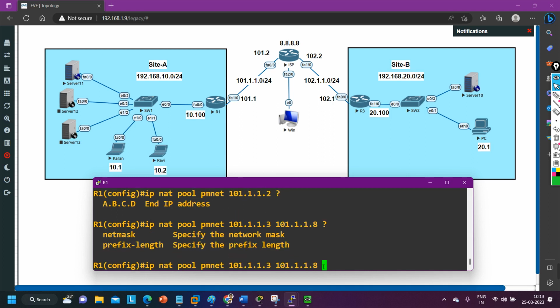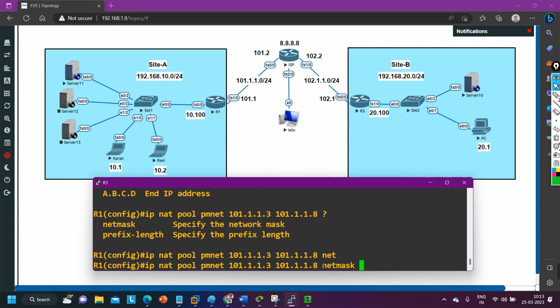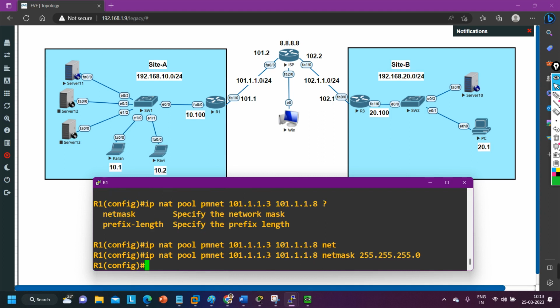So how many users can access the internet at a time? Only 5 users, because there are only 5 IP addresses inside the pool. And then you need to define the netmask. So let me define the netmask 255.255.255.0. Okay, this is how we configure dynamic NAT. Now the configuration is done.